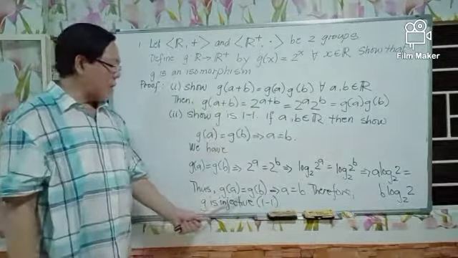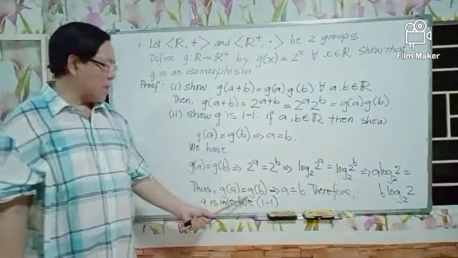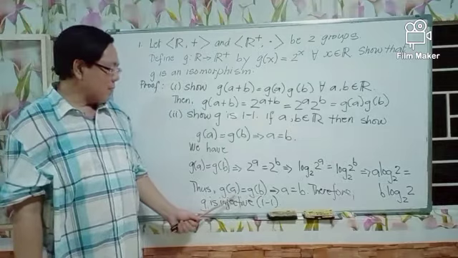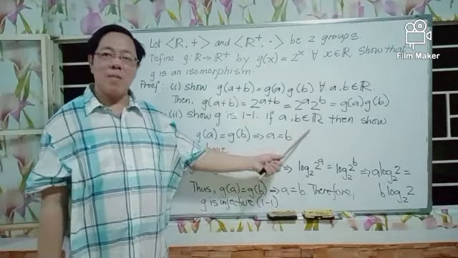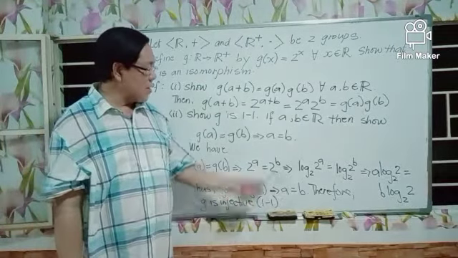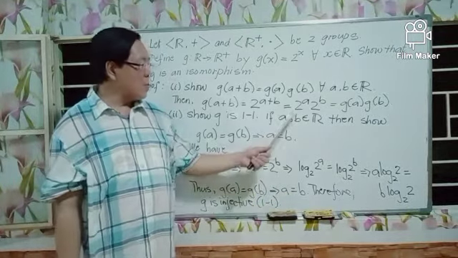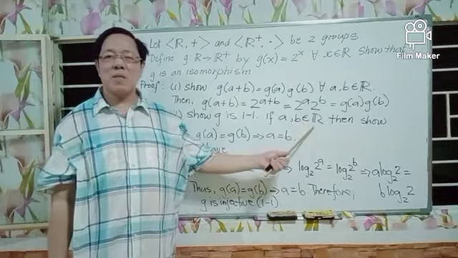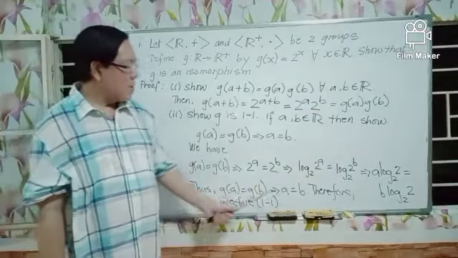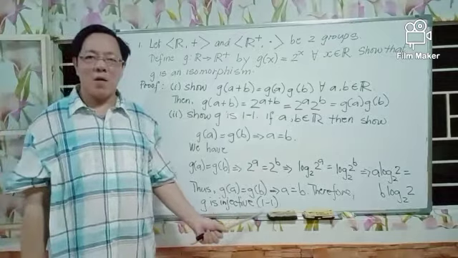Thus, we have shown that g of a equals g of b implies a equals b. That is, if two elements of the set of real numbers have the same image, then these two elements a and b must be equal and the same. That is, no two elements of the set of real numbers are assigned to the same image. Therefore, we conclude that the function g is injective or one-one.